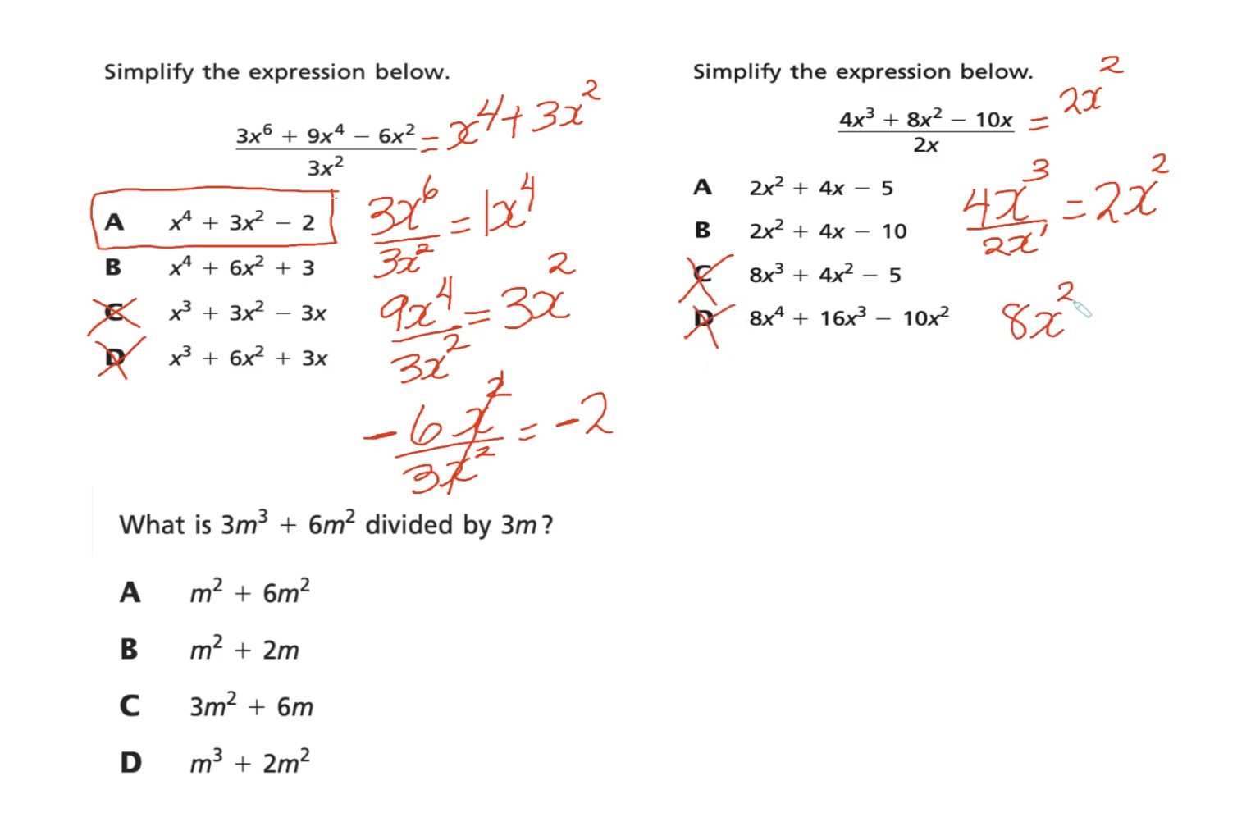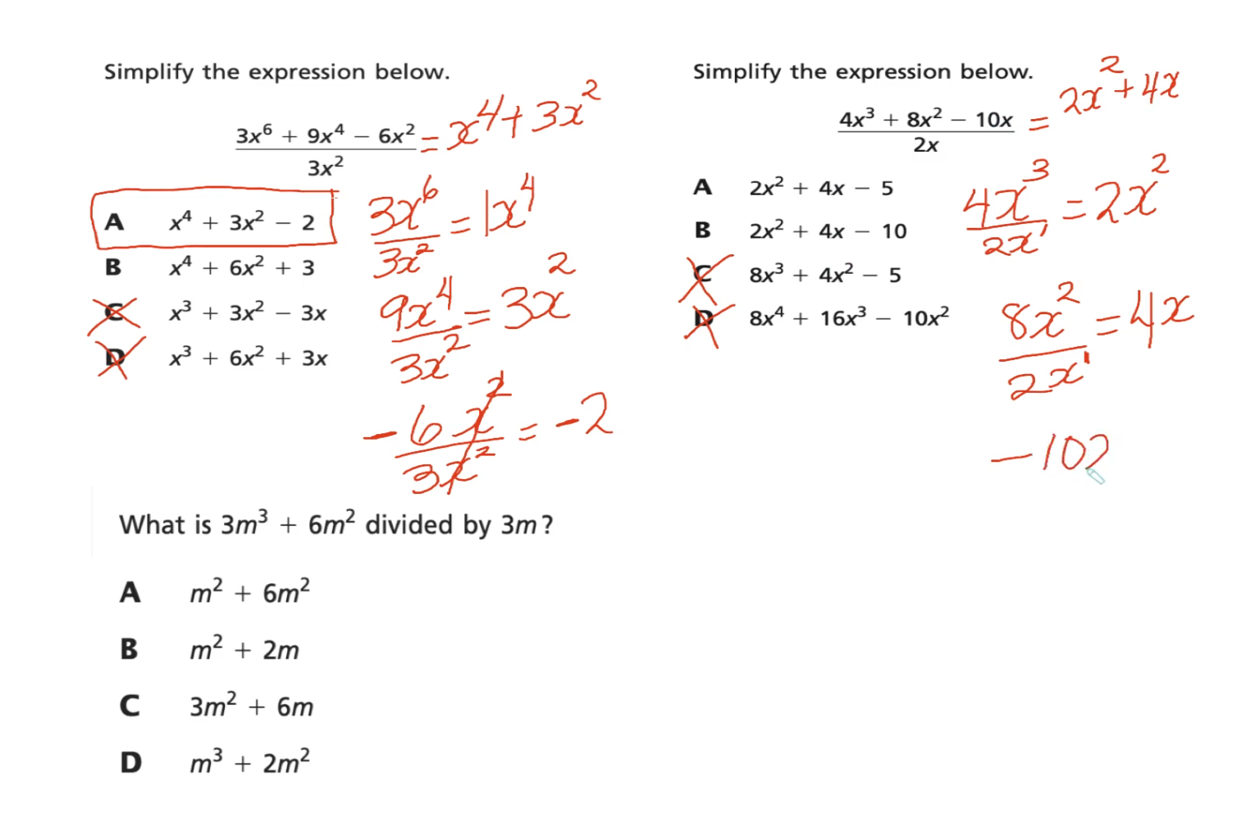8x squared divided by 2x. 8 divided by 2 is 4. And then again, remember that's an invisible 1. 2 minus 1 is 1. So that's just 4x. So I have a 2x squared plus a 4x. When I check my answers, oh, 4x is there twice. So we have to do the last portion.